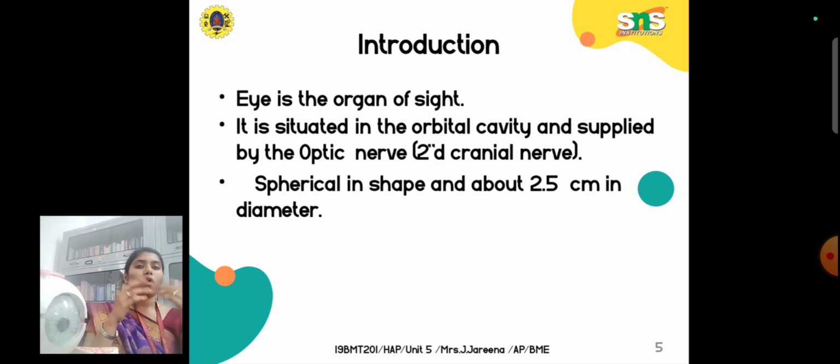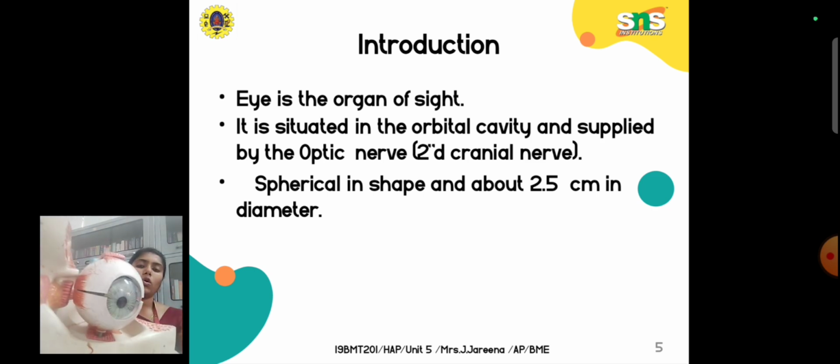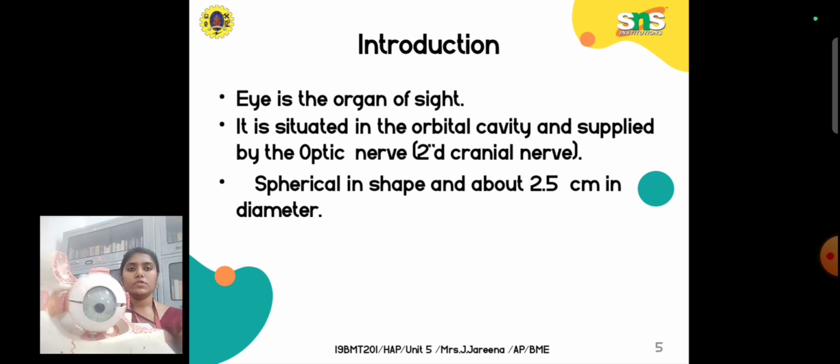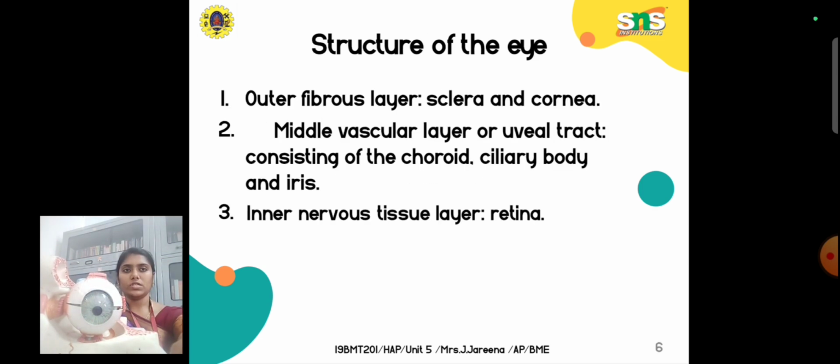You already know the eye is the organ meant for vision, that is sight. It is situated in the orbital cavity, and is supplied by the optic nerve, the second cranial nerve. I have brought a model here. If you see the shape, it is spherical, about 2.5 centimeters in diameter.